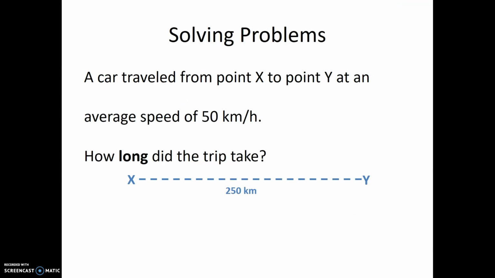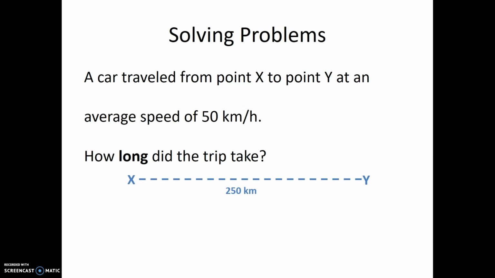Okay, this is another time problem. It's a combination of a word problem and a diagram. You have to look to the diagram for some critical information. It says that a car traveled from point X to point Y at an average speed of 50 kilometers per hour. How long did the trip take? Okay, so let's start out by labeling our problem. Our speed obviously is going to be 50 kilometers per hour, and we're going to put a T equals question mark over how long did the trip take.